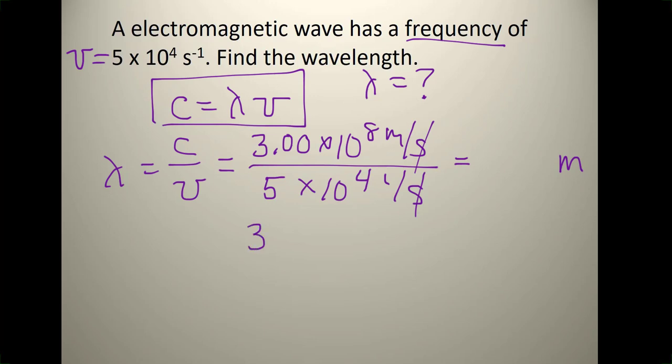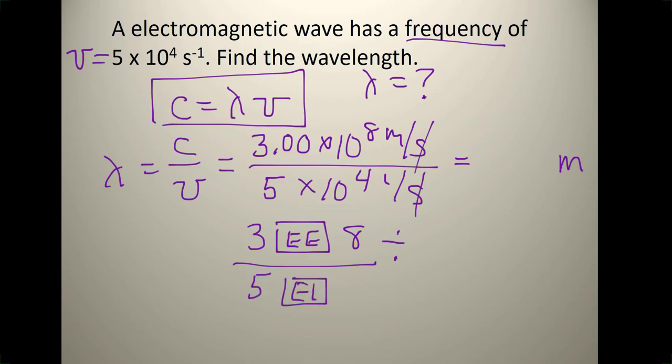So you would type in 3, that exponent button. Most people have an EE or an EXP button. And then you'll do the number 8. And then you'll press the divided by sign. And then 5, EE, and then the 4. So don't use your caret button, make sure you use the exponent button. So the answer that I get when I press enter, I get 6,000 meters. So this is the wavelength of this light.